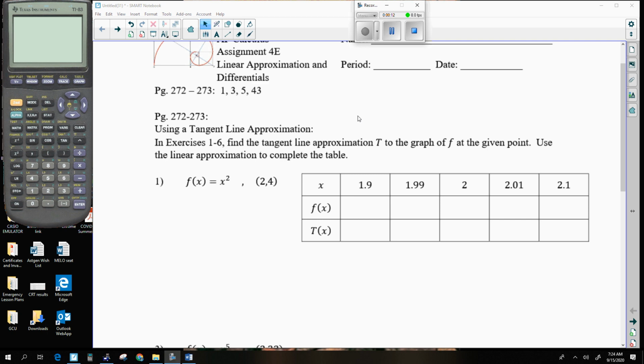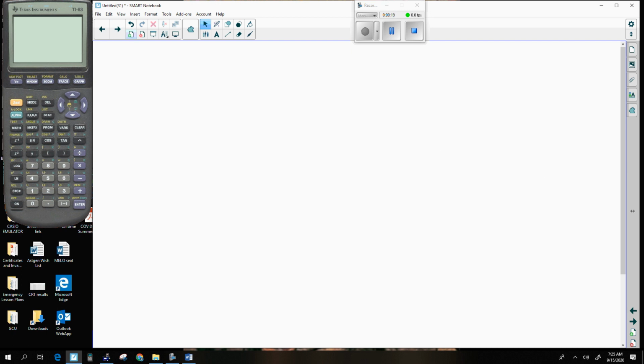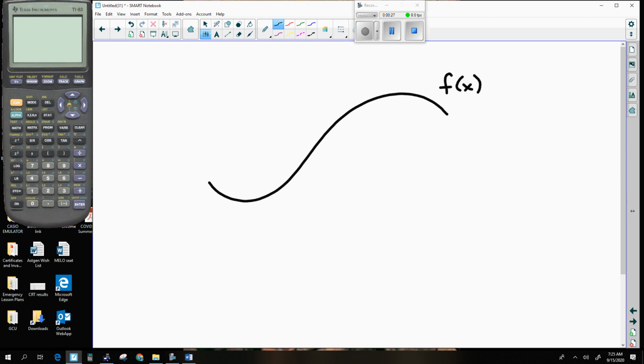This one is about linear approximation, and the idea behind this is this. We're going to be given some graph of f of x, some equation f of x. Now, sometimes it's really easy to use f of x, but sometimes it's not very easy to use.